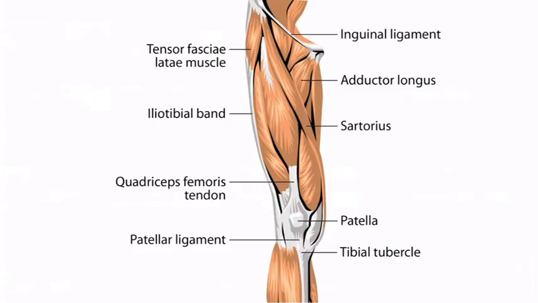If we go back to this image, you can see the tibial tubercle right here. This is the site of the secondary ossification center. Notice that the patellar ligament inserts on the tibial tubercle, so repetitive contraction of the quadriceps femoris can damage the tibial tubercle. Okay, moving on.